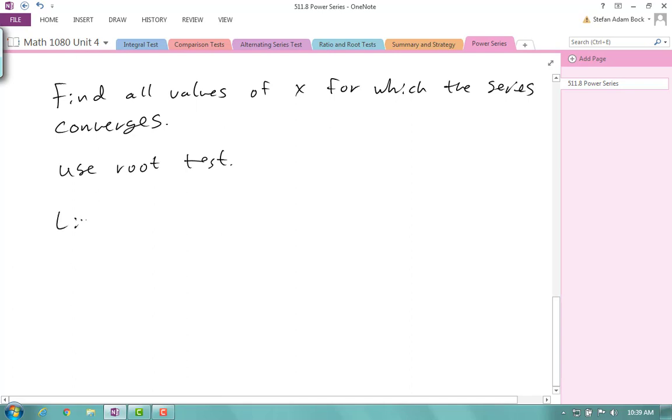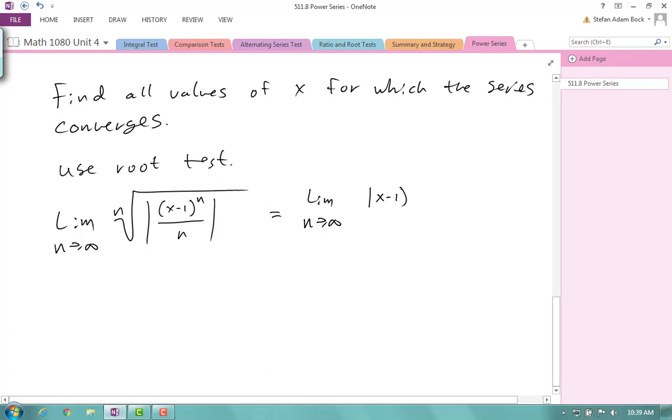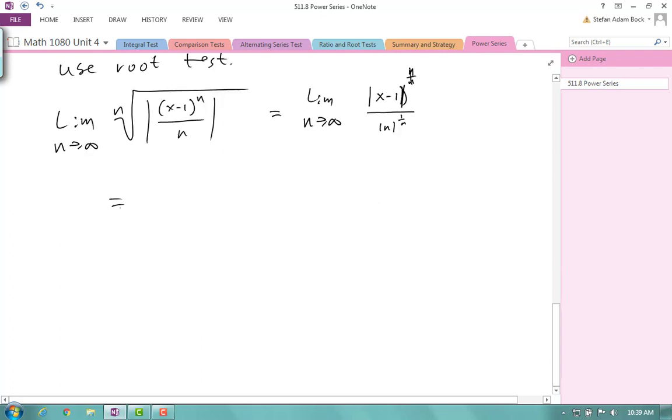Which means I'm going to need the limit as n goes to infinity of the nth root of x minus 1 to the n over n, and this should be in absolute values. Which looks like the limit as n goes to infinity. If I distribute this radical around, I should have the absolute value of x minus 1 to the n over n divided by the absolute value of n to the 1 over n. But since my n's are positive, I don't really need to have an absolute value down there.